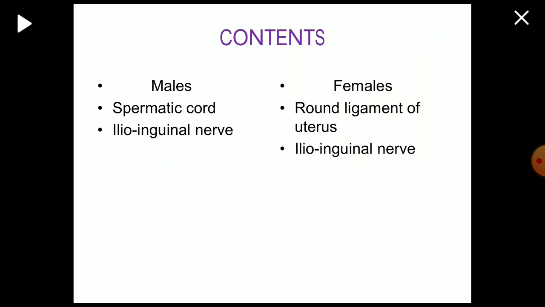Now we'll come to the structures that are passing through the canal, or contents of the inguinal canal. Number 1, the spermatic cord in case of male, and the ilioinguinal nerve. In case of females, it is the round ligament of uterus and the ilioinguinal nerve.